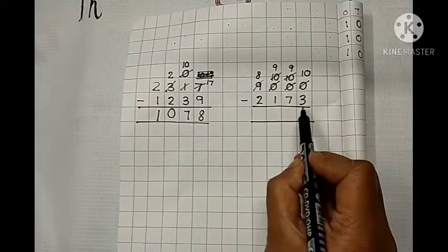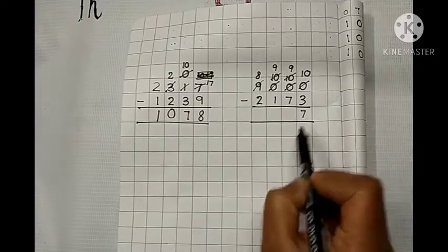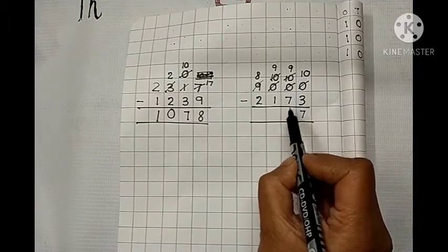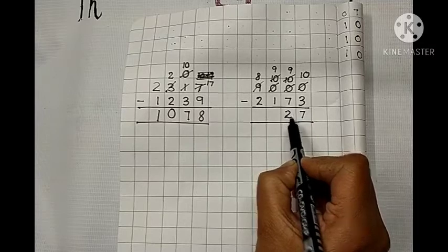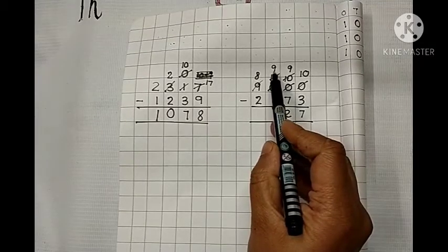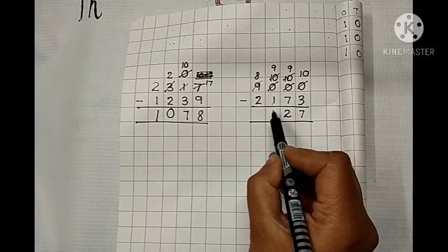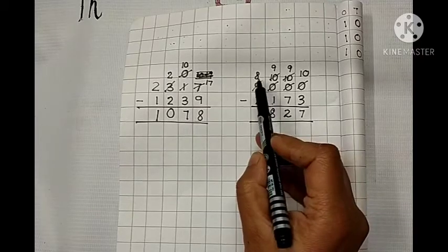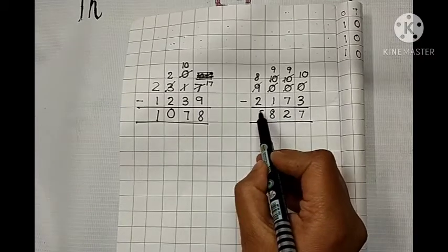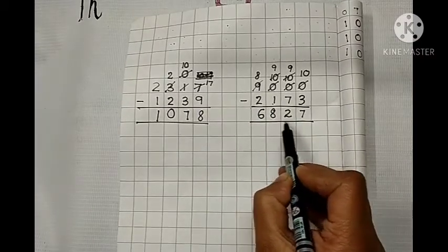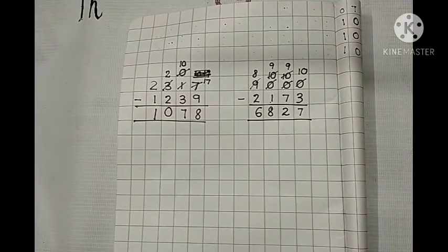So from 10 ones now we can take out 3. From 9 tens now we can take out 7. From 9 hundreds we can take out 1. And from 8 thousands we can take out 2. So the number here we'll get is 6,827.